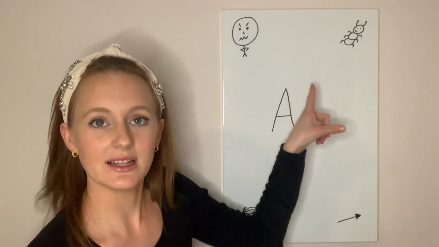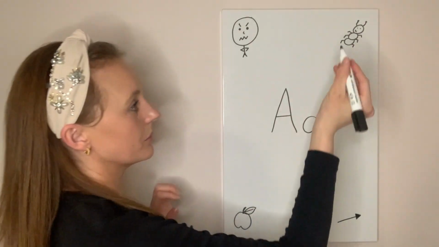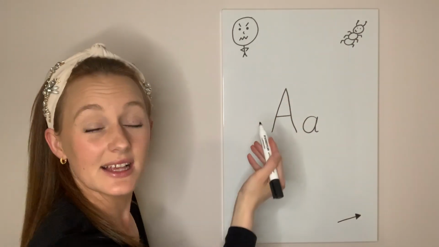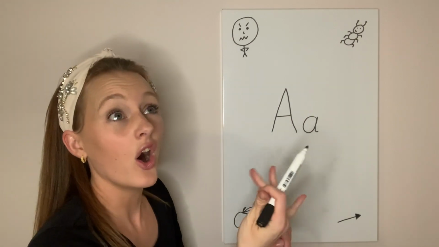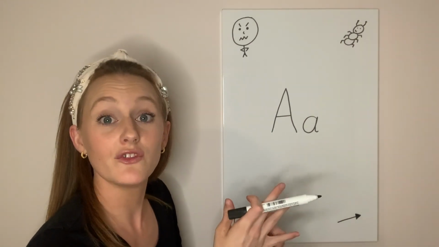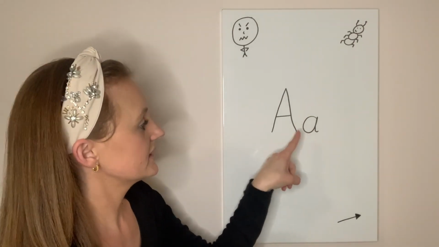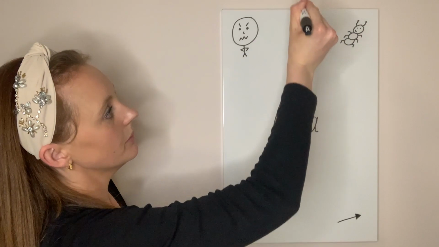So now we need to label our pictures with our A. Are we ready? So when we draw our A, we're not doing this pointy A because that is a capital letter and that comes at the start of sentences or for people's names or for places. So we're not going to use that capital letter. We're going to use this lowercase a here, and we go round, up and down.